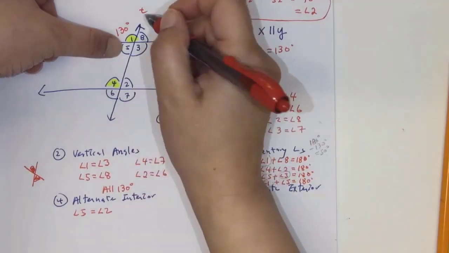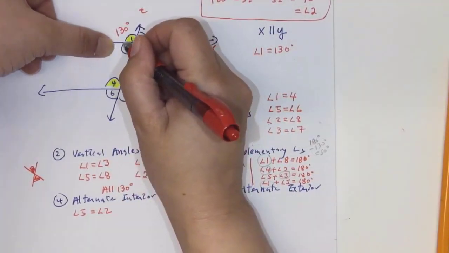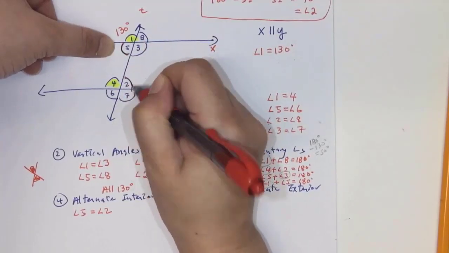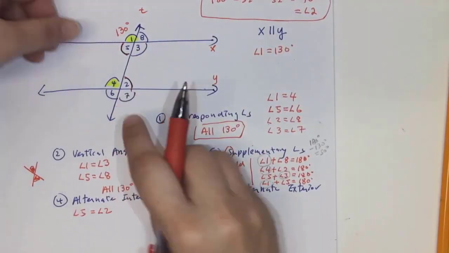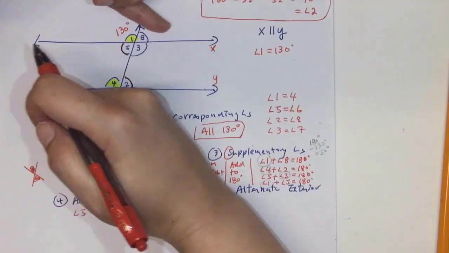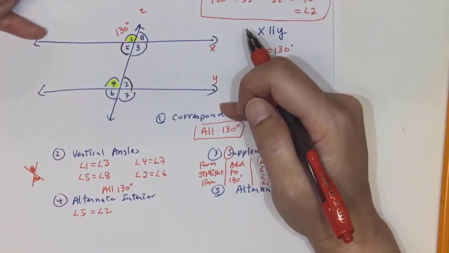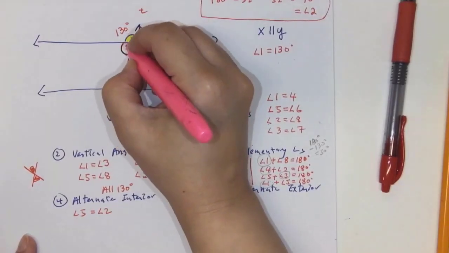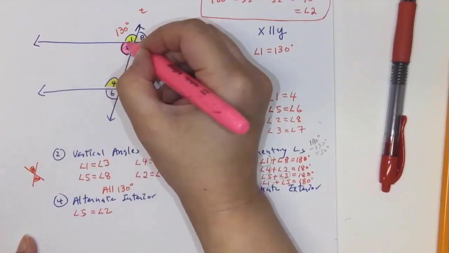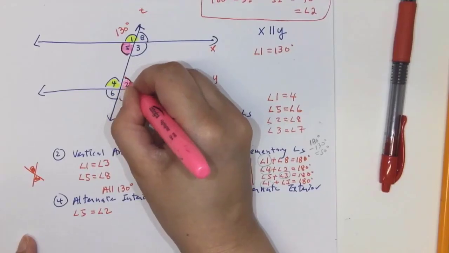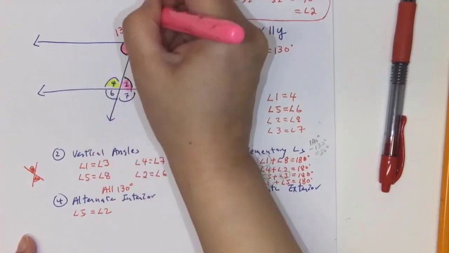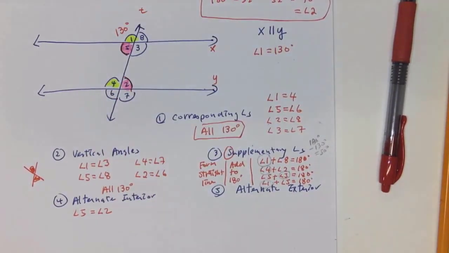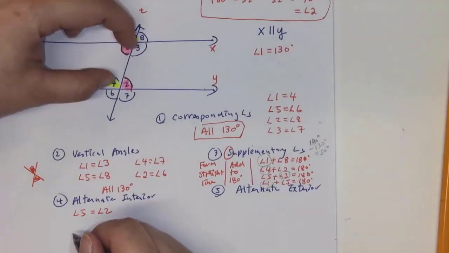Can we see that? This is the line that cuts them. One is on this side, one is on that side. That makes them alternate. The interior part is they are within the parallel lines. Can we see that? So both of them are inside the parallel lines. One is on the left hand side, one is on the right hand side of the transversal here. That makes it alternate interior. Give me another alternate interior. 3 and 4.